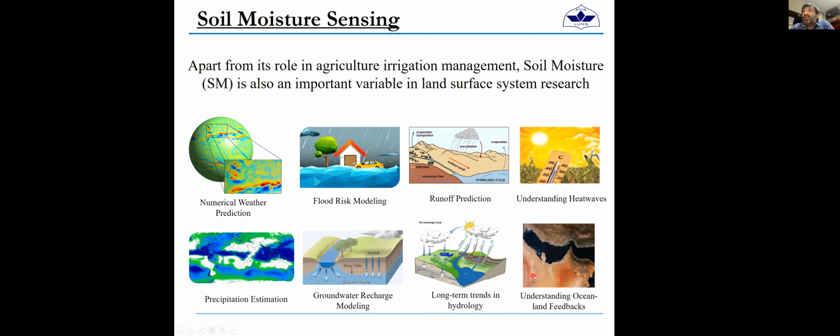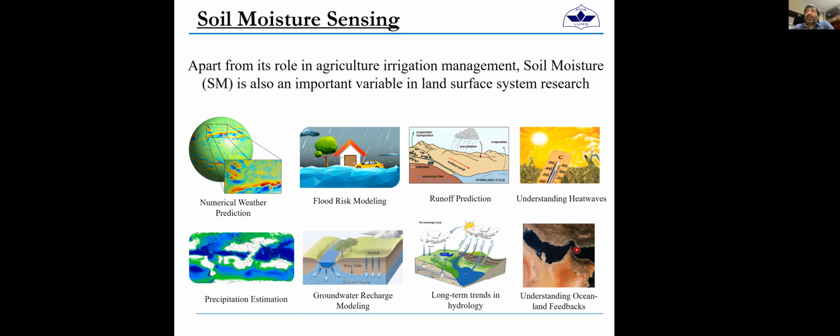Here you can see another important thing. I will not be going into each and every one of these applications. There are actually a lot more. For understanding ocean land feedbacks, how the water is exchanged between land and oceans, that is a very good topic for hydrology and land surface system research people. In order to understand those feedbacks, soil moisture modeling is very important.